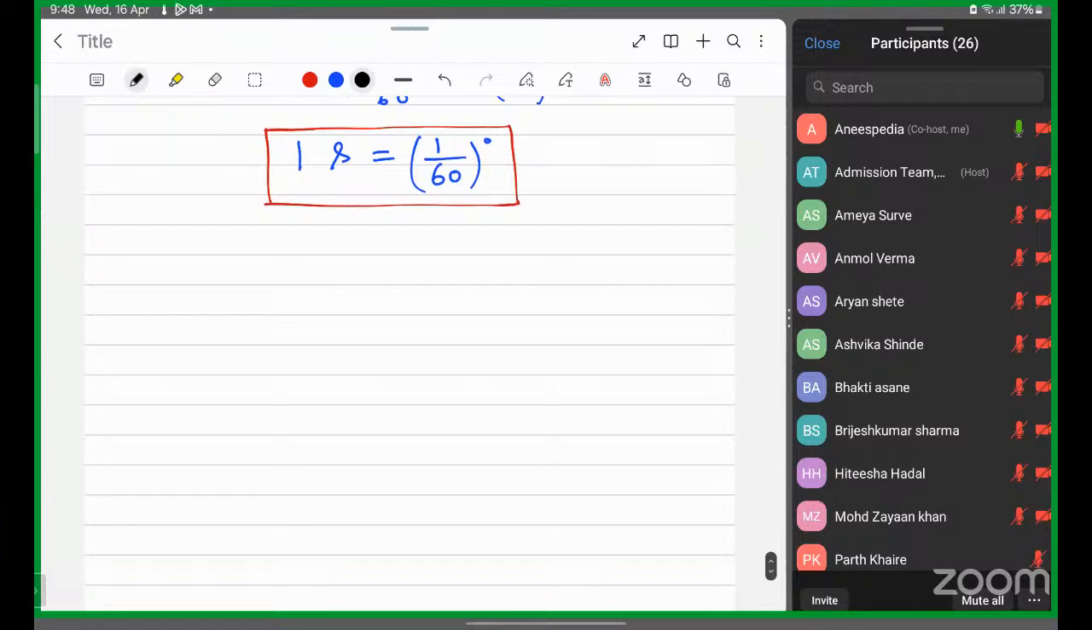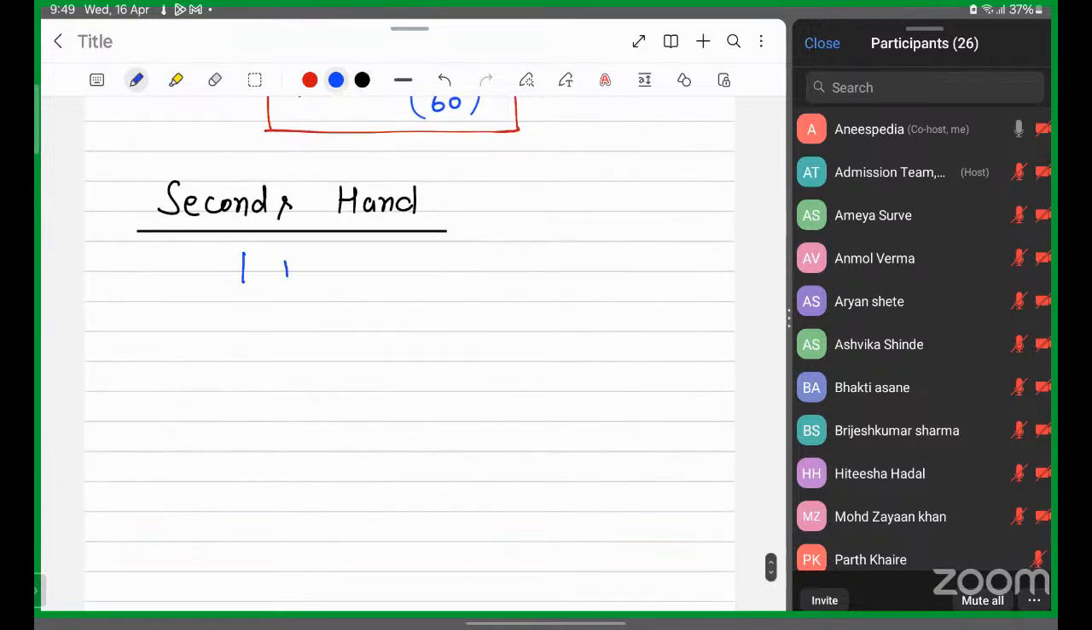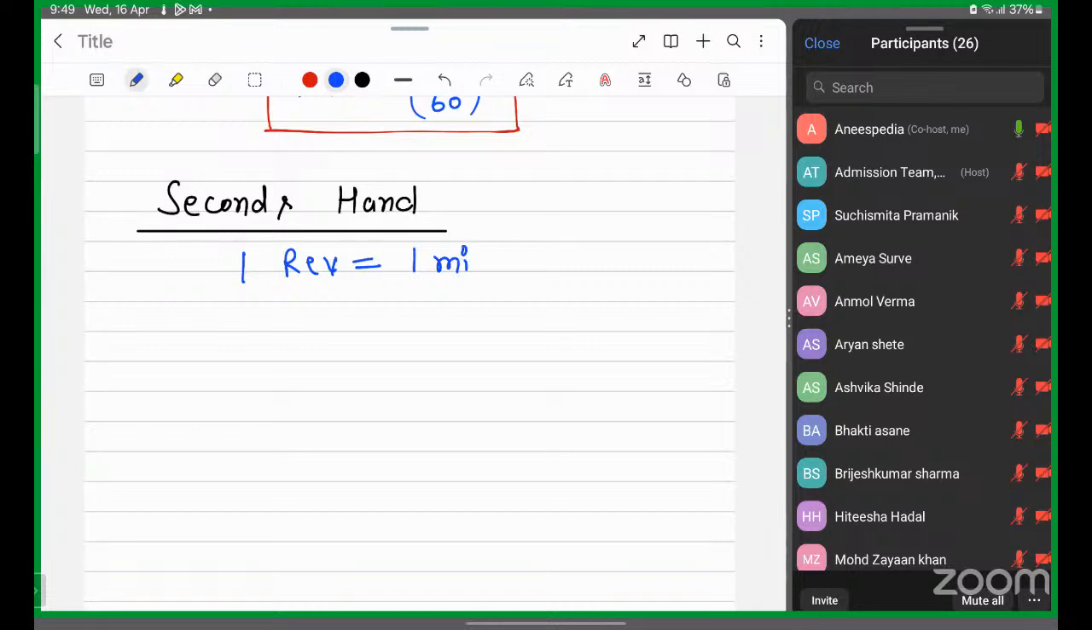Now we have the second hand. How much time will it take to complete one cycle? One minute, that is 60 seconds. And it travels 360 degrees in 1 minute, which is why the second hand is the fastest.